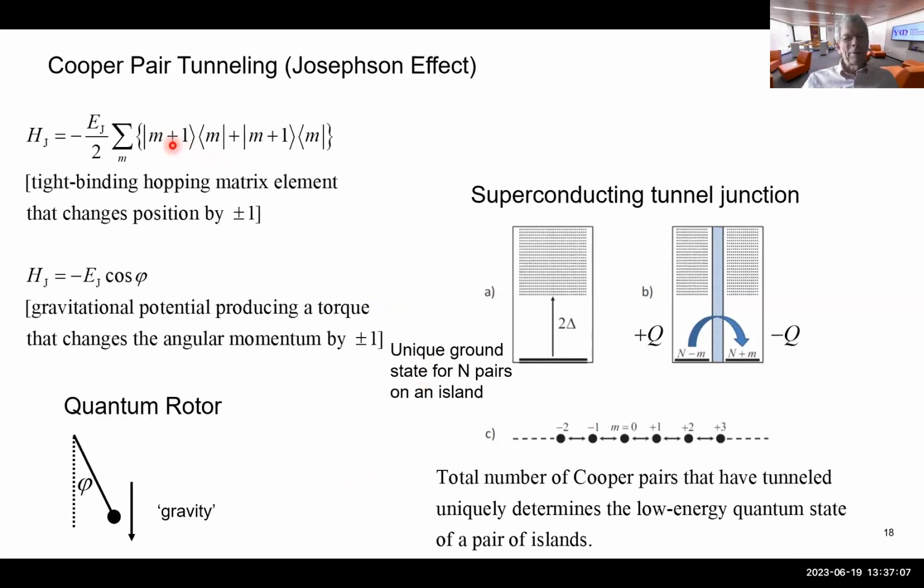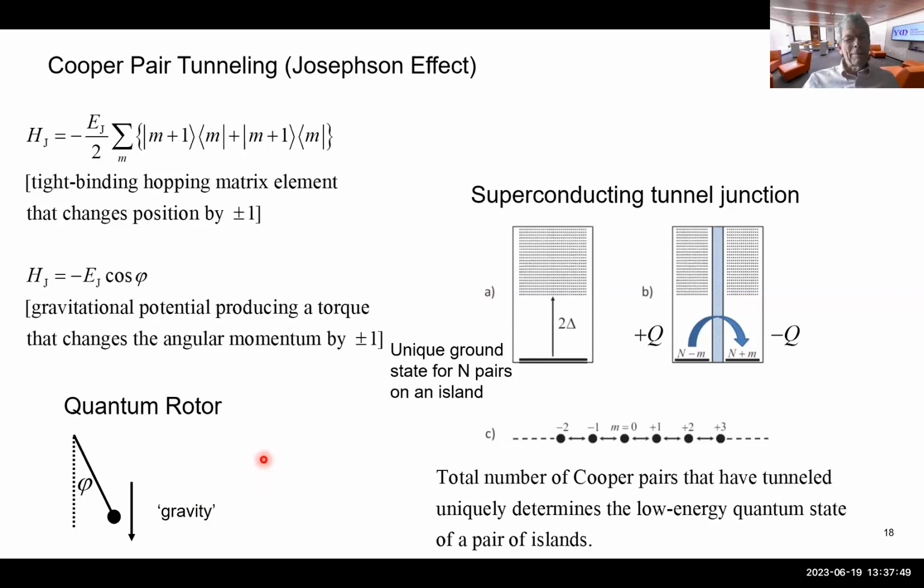Okay. Now, what about the Cooper pair tunneling? Well, if you apply this to a state labeled by m Cooper pairs have tunneled, it will change it to m plus 1. Oops, there's a typo there. That should be m minus 1. And if you express it in terms of the plane wave basis, you get exactly minus some phenomenological coefficient EJ times cosine phi. But that's exactly the potential that gravity produces on a quantum rotor.